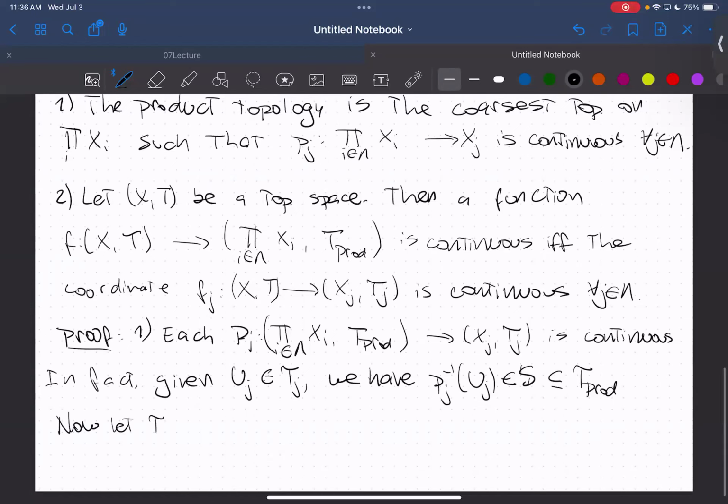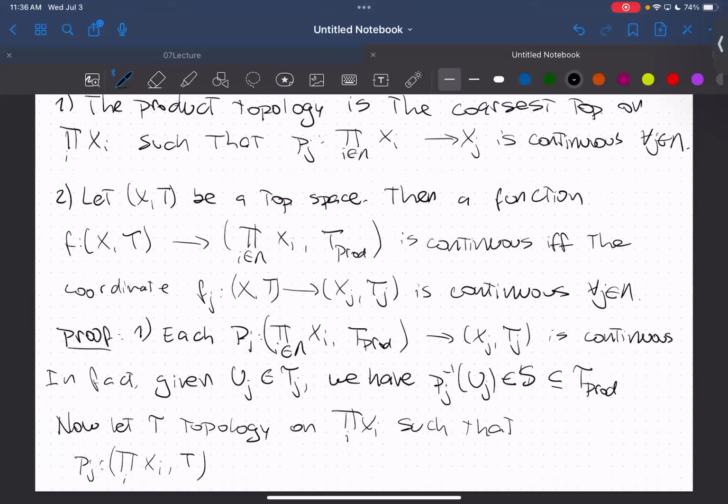And now we need to take another topology. Let's call it T, a topology on the product, making the projections continuous, such that each projection going out of the product with this T to Xj is continuous for all j.